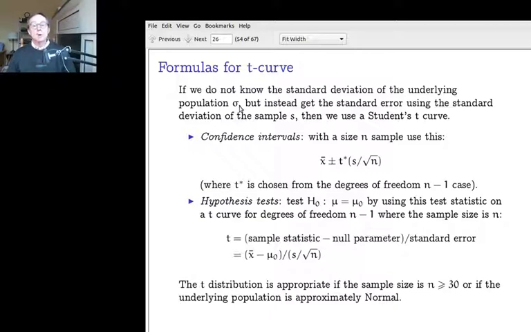But if you don't know the standard deviation of those numbers, and that's a very typical case, you have to instead get by using the standard deviation of your sample, S. Well, then you have two things that you don't know. You don't know the mean, but you also don't know the standard deviation. So you're in a situation where you know a little less than we have previously in this course.